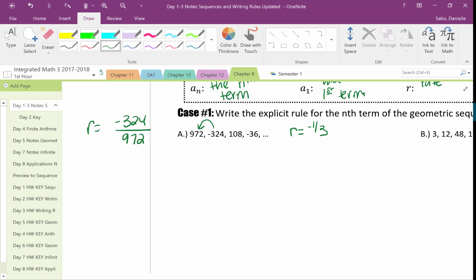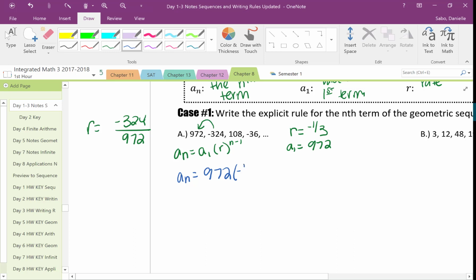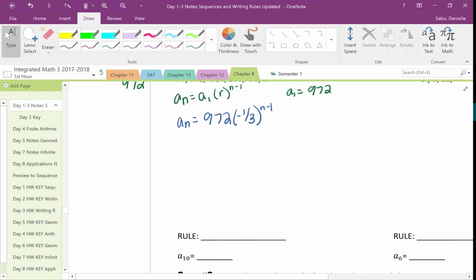Okay? What else do we need to know in this? The first term, which is? Good. Now I'm just going to write this out because I told you guys that it'd probably be best if you write it out every single time. I like to use parentheses here only because when we work with negatives, sometimes it can be a little tricky in your calculator. And again, we like these ones because they're pretty straightforward. The value of the first term we said was 972. My rate is negative 1/3. And then to the n minus 1. That's our rule. I'm just going to rewrite that down here.